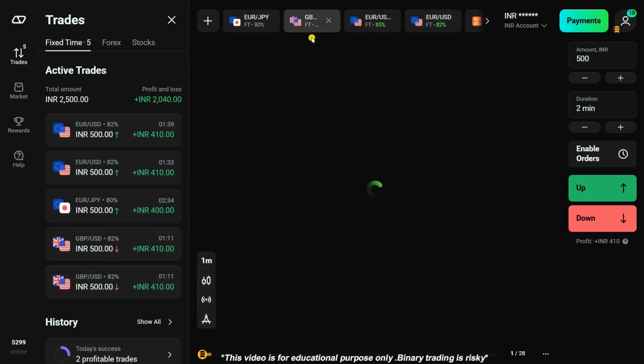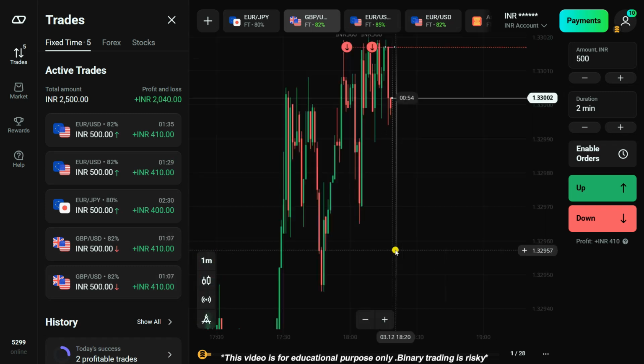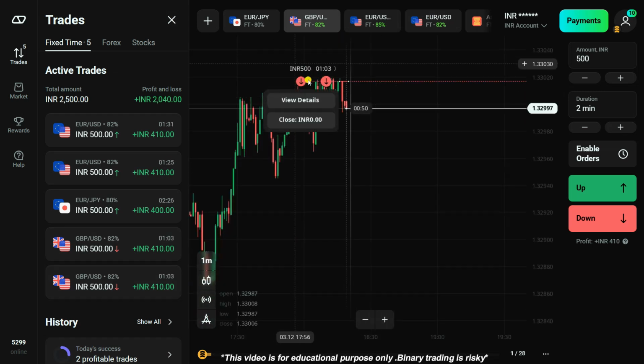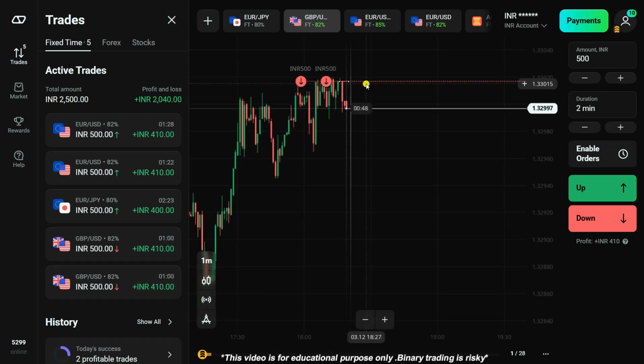GBP USD. Let's check what is the position of the GBP USD. Okay, you can observe how the market is moving in a downward direction. So what is the reason? The reason is simple. The resistance line. The market is moving in a support resistance area. That's why I traded for the downward direction trade. So both are GBP USD and the Euro JPY.